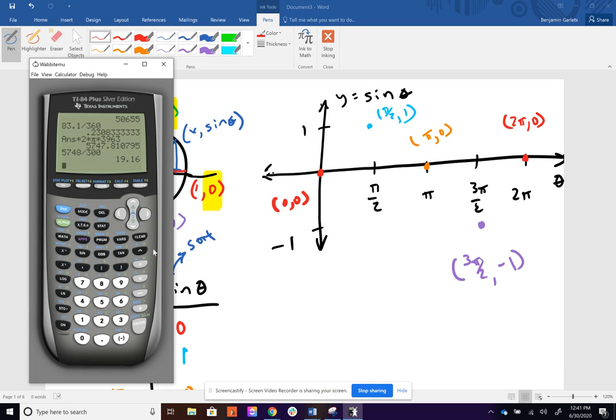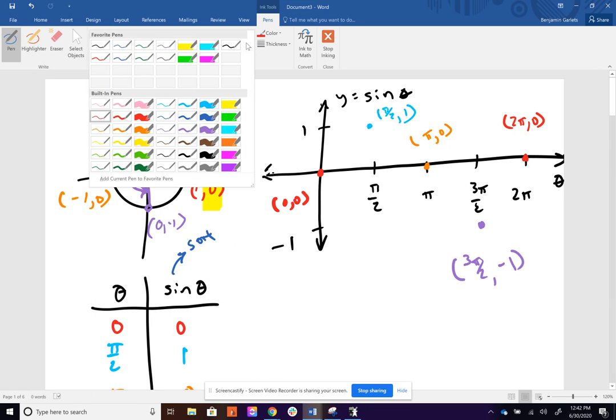So let me clear this. One thing if you use a TI-84 is you got to go to mode and change it to radians to make sure that it's dealing with radians. Okay, so I'm going to do 3 other values here. So let me minimize this so I get my table up.